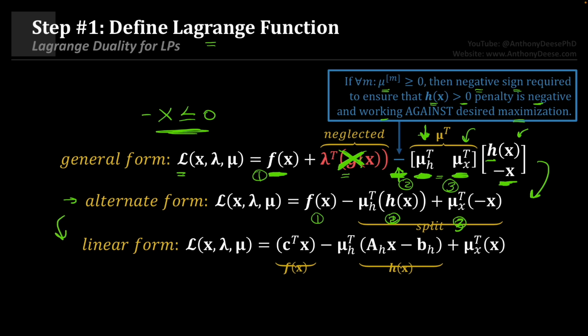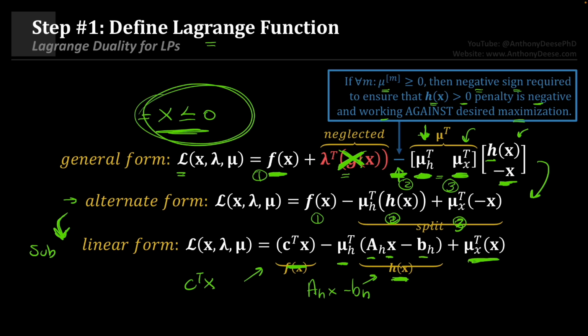Going from here to here, what we did was substitute in c transpose x for f of x, and we also substituted in a sub h x minus b sub h for h of x. So we really did a substitution going from the alternate form to the linear form, and now we can see that this final linear form of our Lagrange function is equal to our objective function c transpose x minus mu sub h, which is part of our inequality Lagrange multiplier, times h of x, which is a sub h times x minus b sub h. And so we end up with plus mu sub x times x.